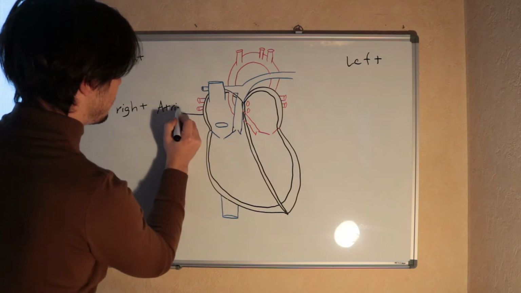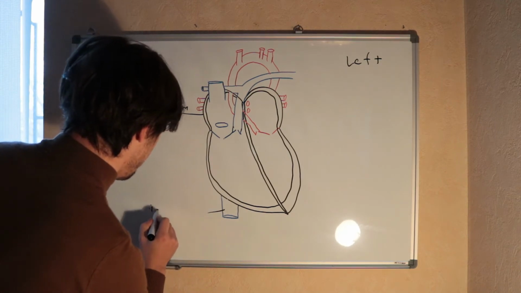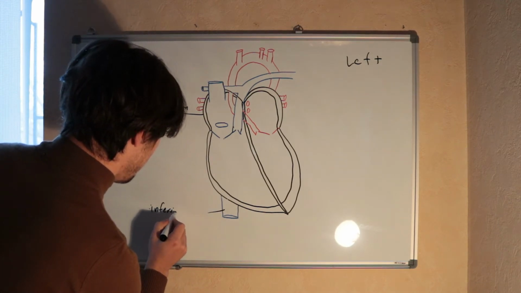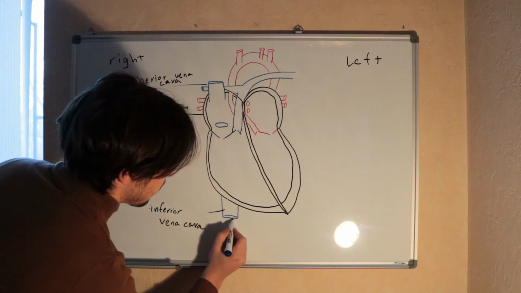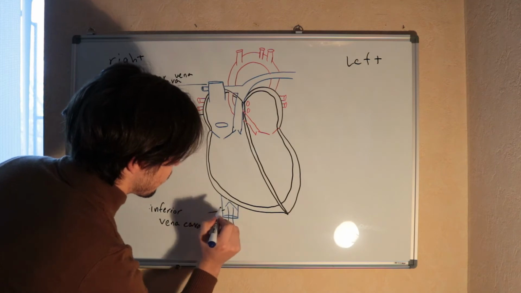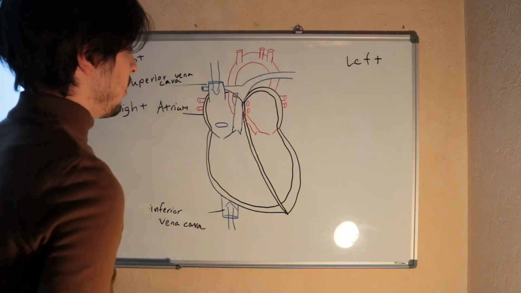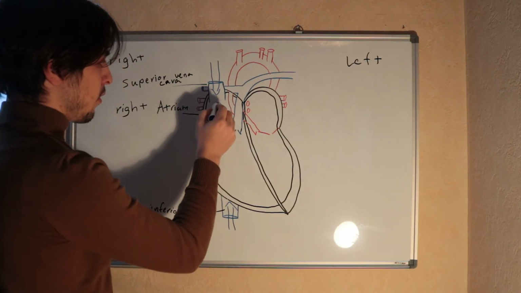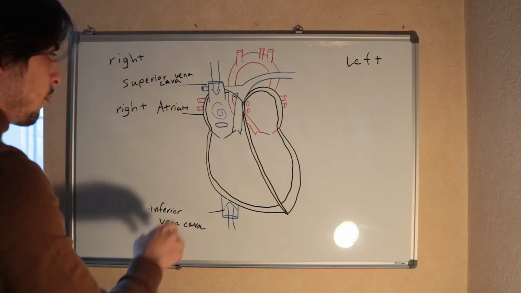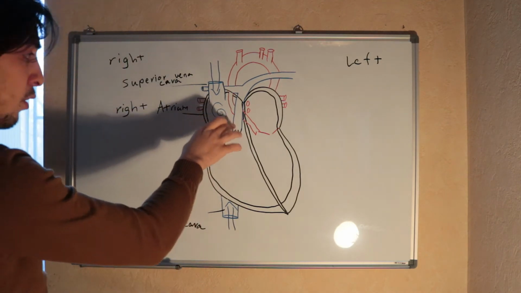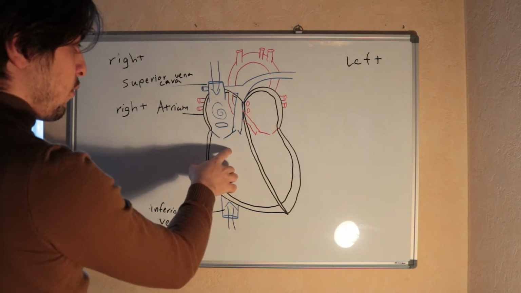And this is the inferior. And this is the deoxygenated blood that comes from the lower part and from the upper part. And they end up here in the right atrium. From the right atrium, they go to the right ventricle through this valve, the tricuspid valve.